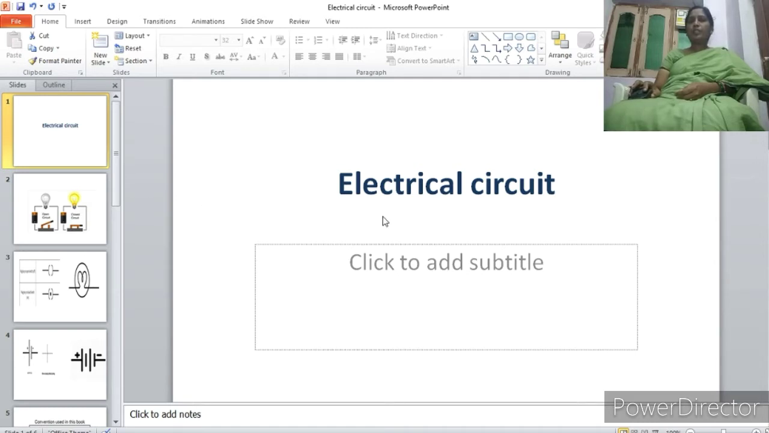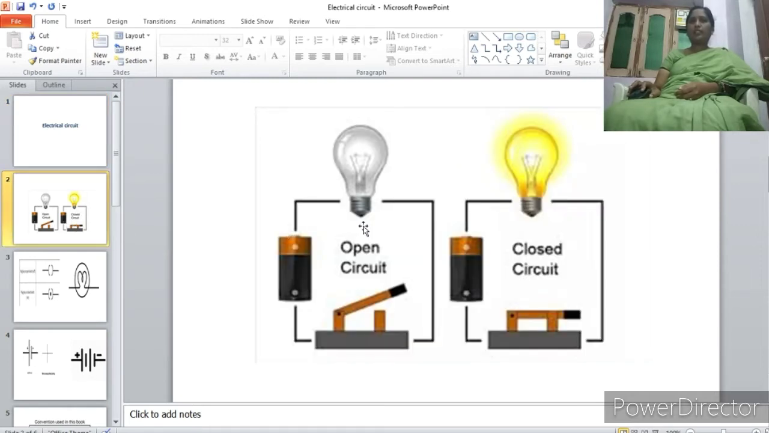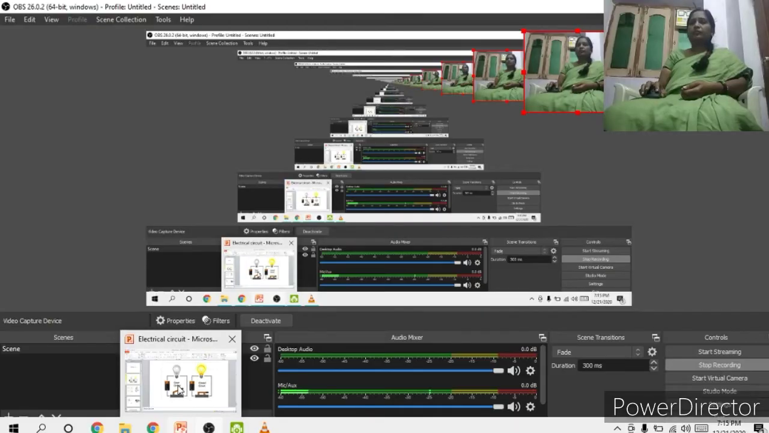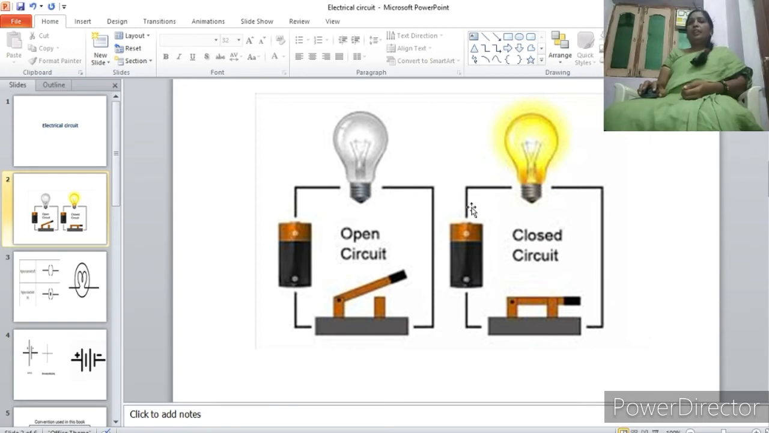In last class, you learned about the meaning of electric current, how the electric current is moving, and what the sources for electric current are. In today's class, we are going to see how a bulb glows in an electric circuit, what an electric circuit means, how the bulb is able to glow, and in another circuit why the bulb is not glowing. That's what you are going to learn in today's class, children.